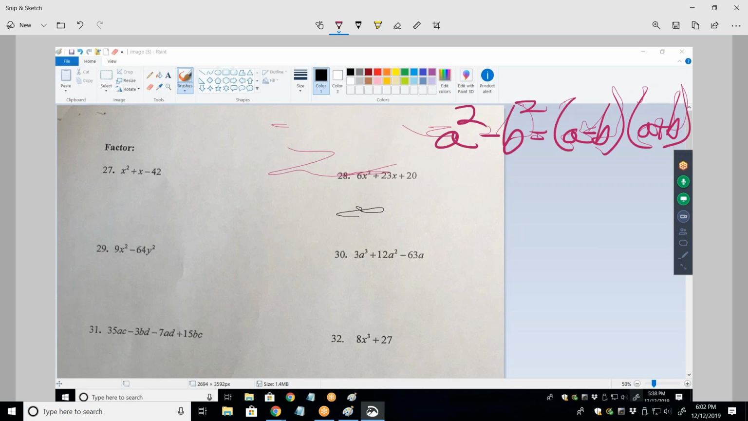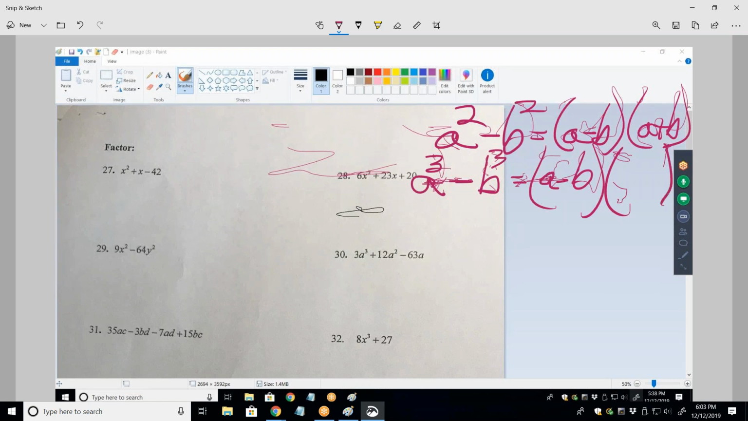However, there is a difference of perfect cube. And there is also a sum of perfect cube. First of all, the difference, the first term is always a minus b. One way to memorize it. When you're dealing with cubes, the second term is always a squared, opposite sign, plus ab plus b squared.